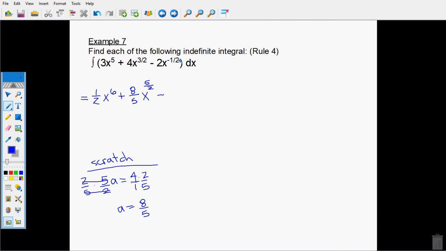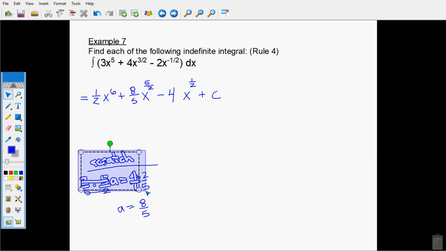Here, I know that if I landed at -1/2 for the exponent, I must have started at positive 1/2. What do I need to multiply by 1/2 to get -2? -4, and some value at the end that I don't know about.